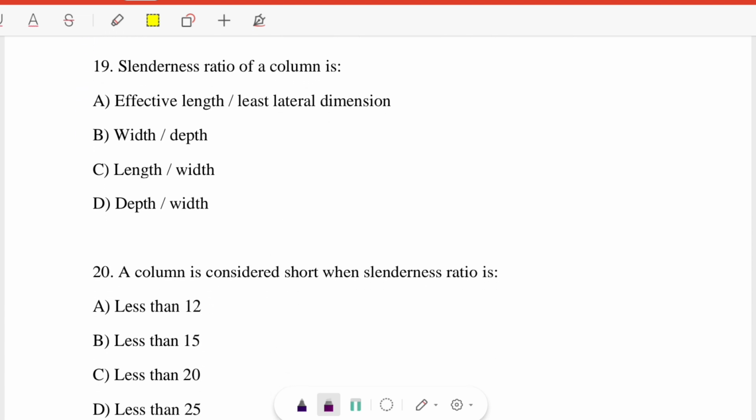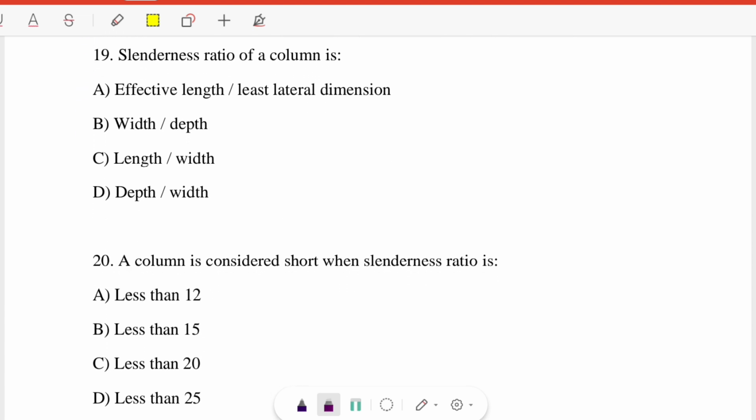Next question, slenderness ratio of the column is option A effective length divided by least lateral dimension, option B width divided by depth, option C length divided by width, option D depth divided by width. The correct answer is option A effective length divided by least lateral dimension of the column.